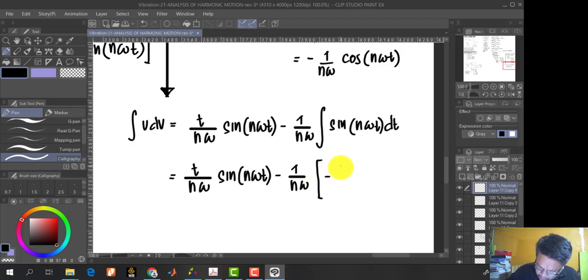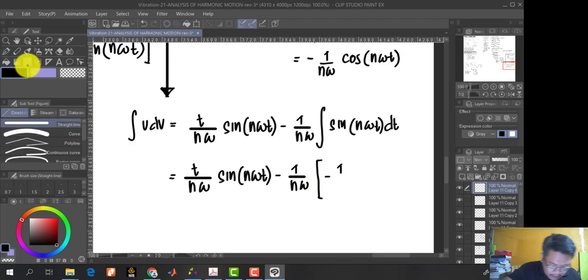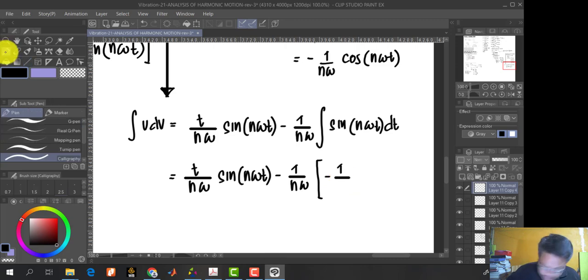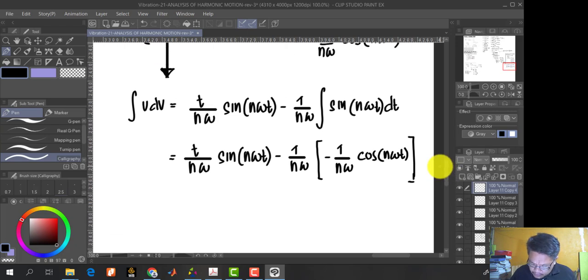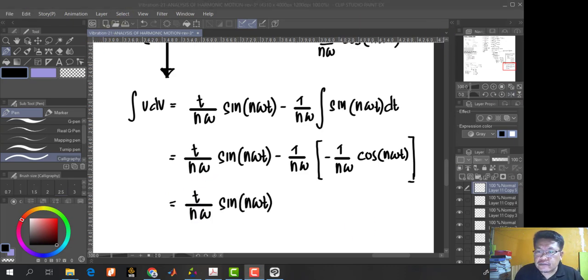So that will be negative, all over. So that will be your n, angular velocity. So this is cosine, that will be n angular velocity times time. So again, close bracket ko ito. So we can multiply, pasok natin doon, distribute natin yan. So I can rewrite here equation.